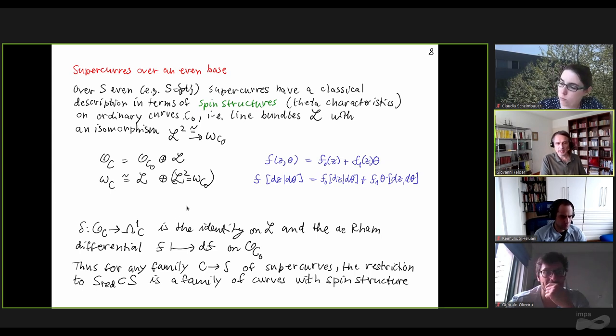And so now if you have a general family of supercurves over a general base, which is a supermanifold, and you restrict to the reduced part, which is even, then it is a family of curves with spin structure. But in general, it does not have such a simple description.